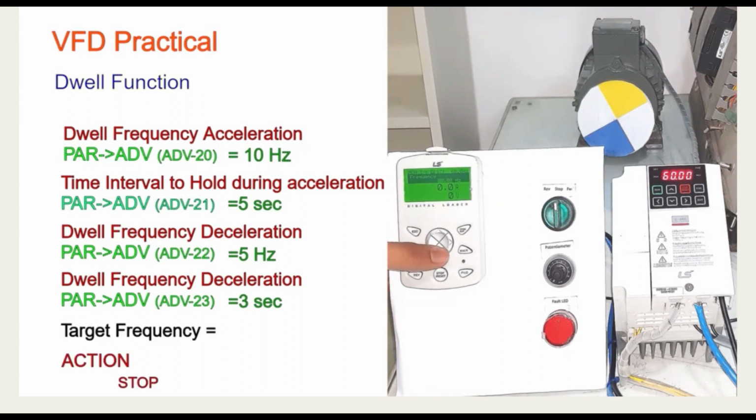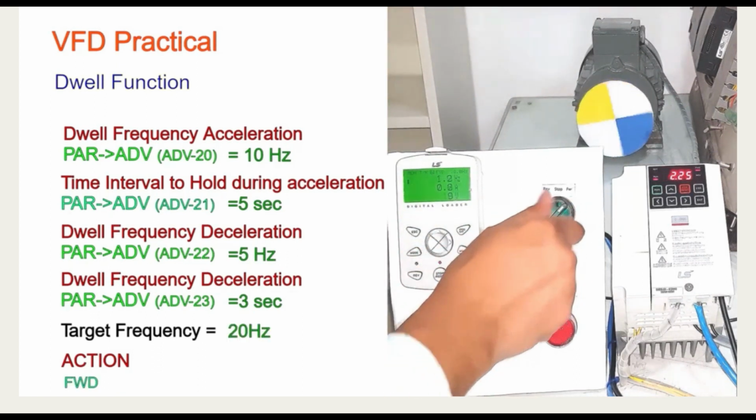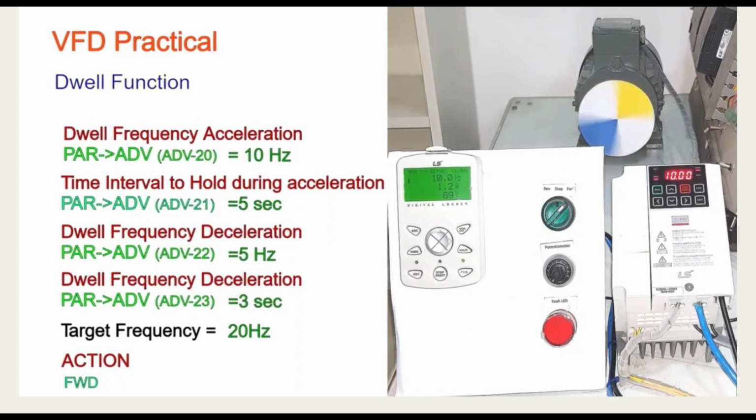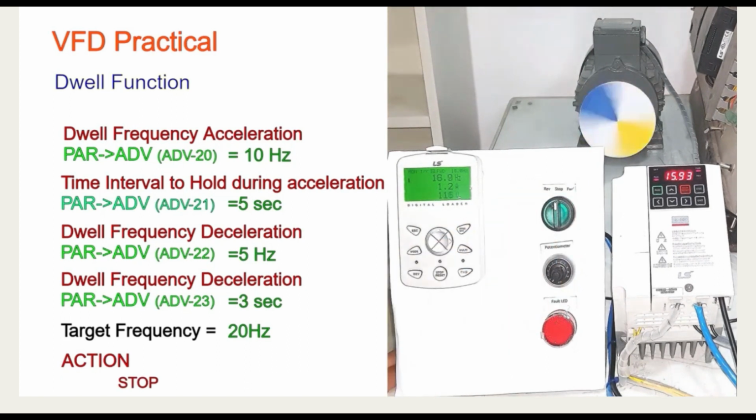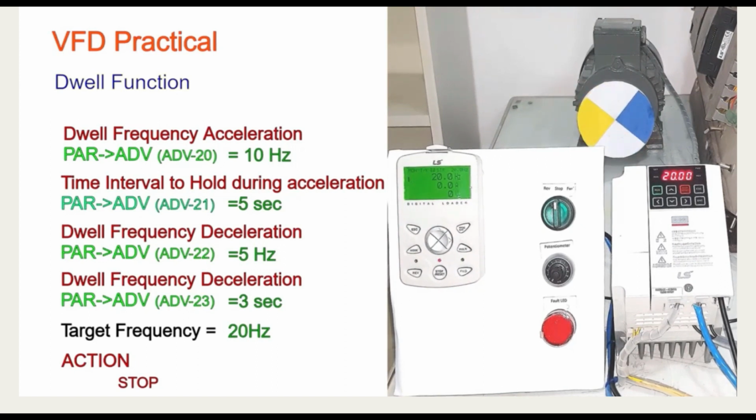I will set the target to 20 Hz and I will start. So it's ramping and it reached 10 Hz and it will keep that way for 5 seconds. And next it continues its course to 20 Hz. Now during deceleration it should stop at 5 Hz for 3 seconds. And it held for 3 seconds and now it came back to 0.